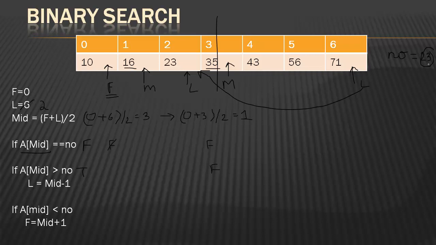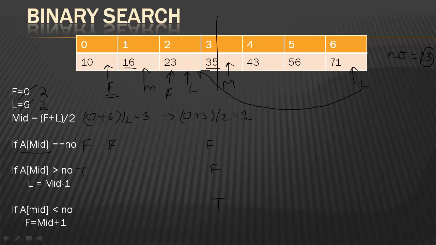Right of 16. So if it's right side, look, L is already there. So what you have to update is F. F becomes mid plus 1. So this is true in this scenario. So I have to do F is equal to mid plus 1. What is mid's current value? 1. 1 plus 1 is 2. So now my F becomes 2. Okay, so F has also reached here.